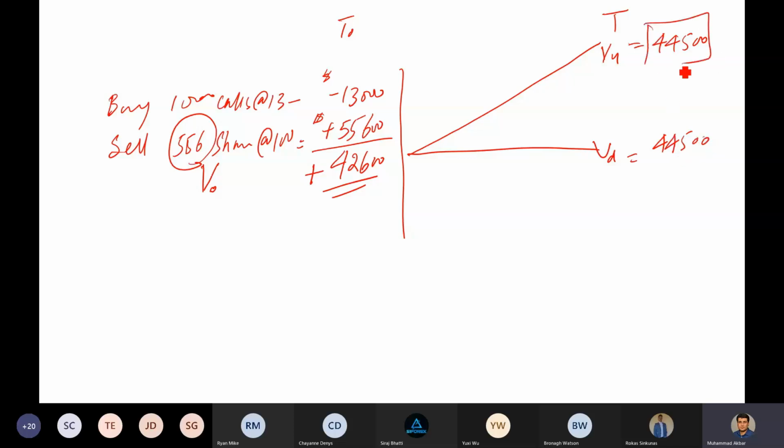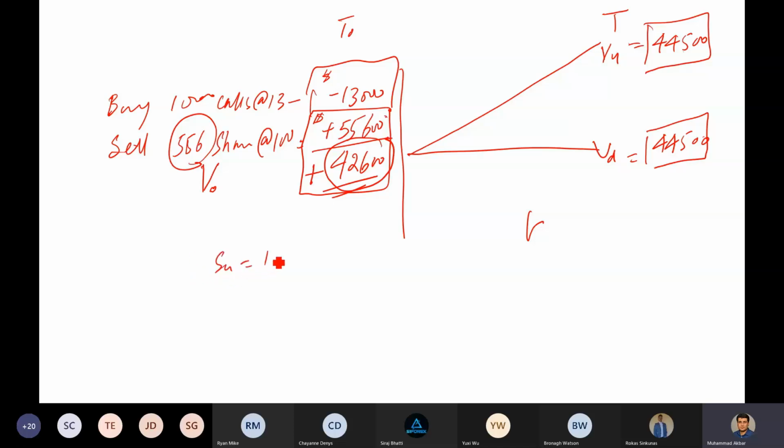So no matter what happens in future, you will have to pay back how much money? 44,500, because you are in a way borrowing this money. Why? Because you are short selling it, isn't it? So you are borrowing this much money. The net amount you are borrowing is 42,600. So in future you will have how much money to pay back? 44,500, the payoff from the hedge portfolio. So where did you get that number from? This 44,500.